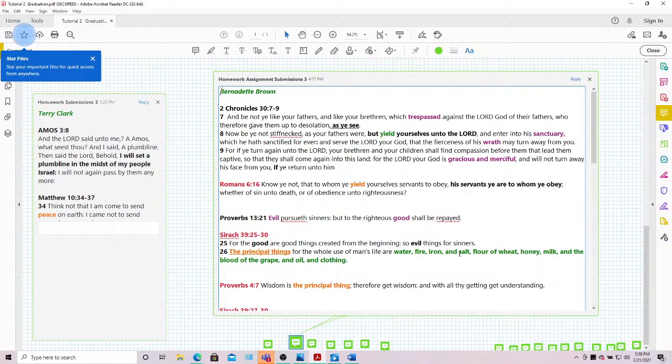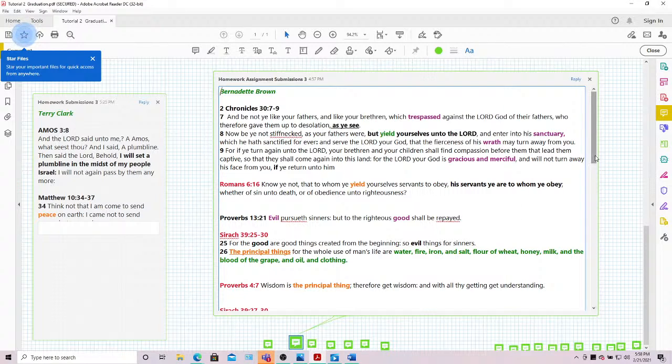And if you want to ever see how it's talking about knowledge, you go back to what they are tied to, the principal things. So you type that up in your word search in any e-Bible, and you're going to pull Proverbs chapter 4, verse 7 down here. Wisdom is the principal thing. So all of these things up here in Sirach chapter 39, verse 26, that's talking about knowledge. These are the good things that are created for the good. So wisdom is the principal thing. Therefore get wisdom, and with all thy getting, get understanding. So these are the good things that are created for the good.